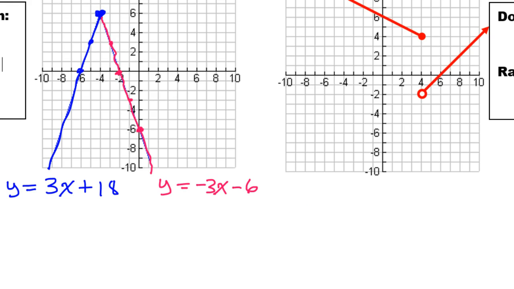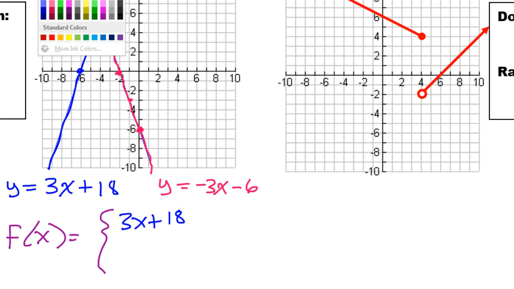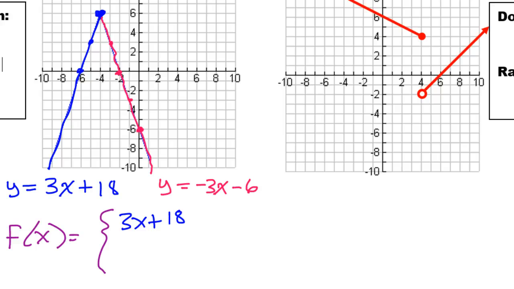Okay, so when I go to make my piecewise function, I can just go f of x equals, and I'll make sort of this brace. The first piece is the 3x plus 18. The second piece is -3x minus 6.